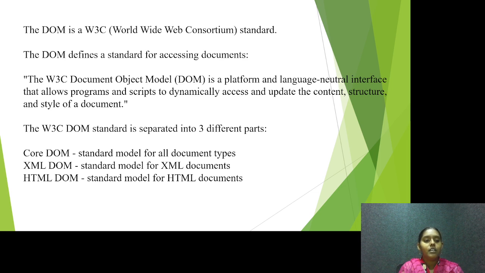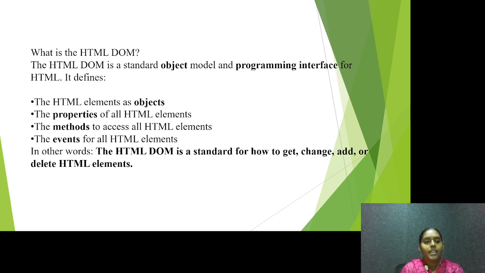The W3C document object model standard is separated into three different parts: core DOM, a standard model for all document types; XML DOM, a standard model for XML documents; and HTML DOM, a standard model for HTML documents. And what is HTML DOM? The HTML DOM is a standard object model and programming interface for HTML.